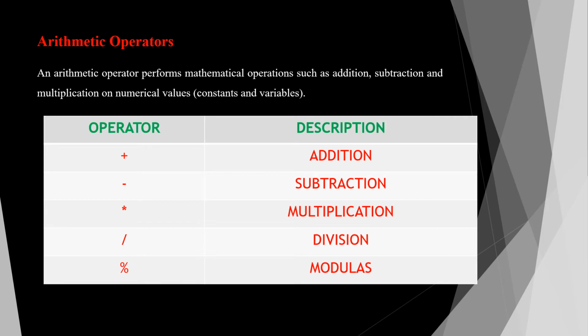First, let me explain arithmetic operators. An arithmetic operator performs mathematical arithmetic operations like addition, subtraction, multiplication, division, and also modulus. This table represents some of the arithmetic operators and the corresponding descriptions: plus is the addition operation, minus is the subtraction operation, star is the multiplication operation, slash is the division operation, and the percentage symbol is the modulus.